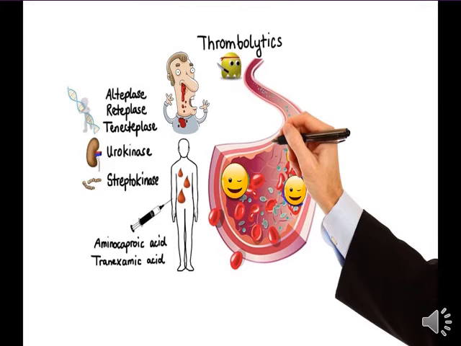Urokinase is more specific with less bleeding tendency, and can be used also. And nowadays, the TPA or tissue plasminogen activators are safe and specific with less bleeding tendency, but the cost is the only restriction for their use. So there is alteplase, reteplase, tenecteplase. These are the TPAs used in management of acute DVT and pulmonary embolism.